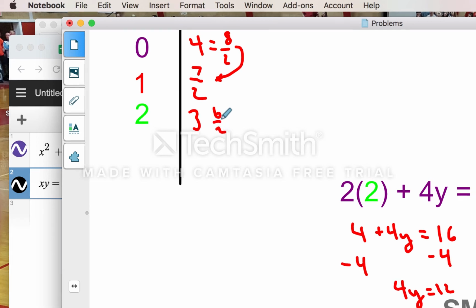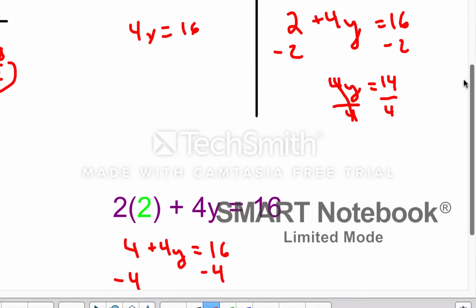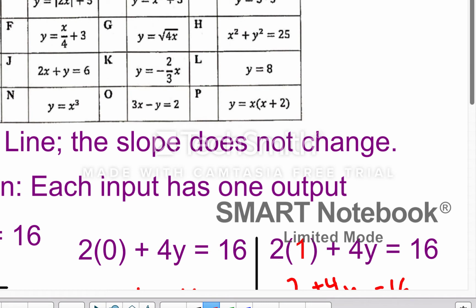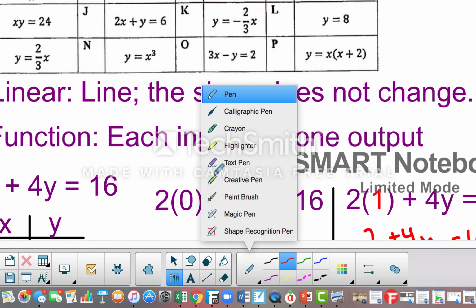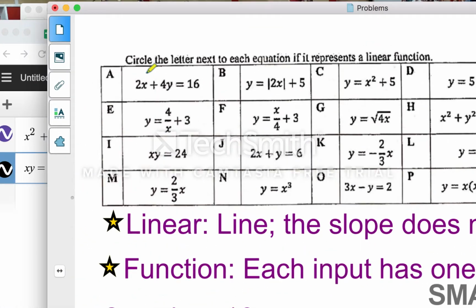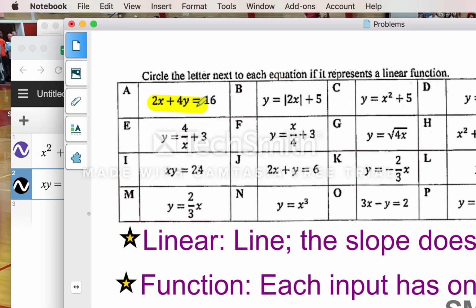So it seems like the slope doesn't change. The change in y is negative 1/2 each time. It's going down by 1/2. And the change in x doesn't change each time either. It's going up by 1. So I could safely assume that this letter right here, letter A, is linear. So let me highlight that in yellow. That way we know, okay, that's linear.